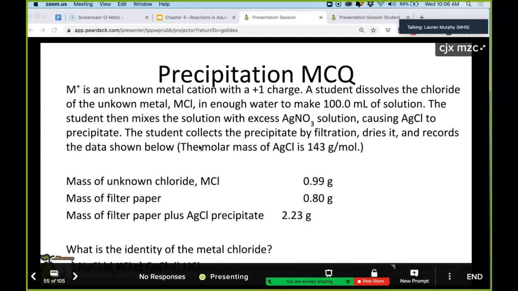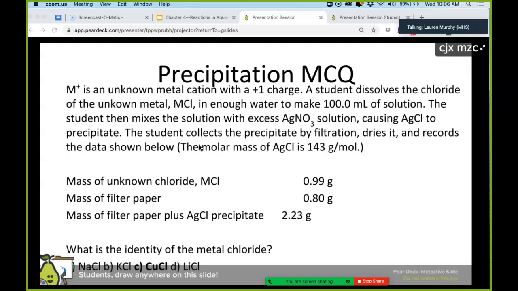Okay, so here we go. So this is a precipitation, meaning a solid, multiple choice question, and because it's multiple choice, the math you should be able to do could be done without a calculator.